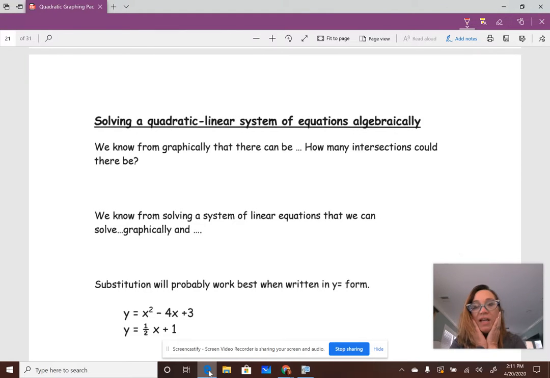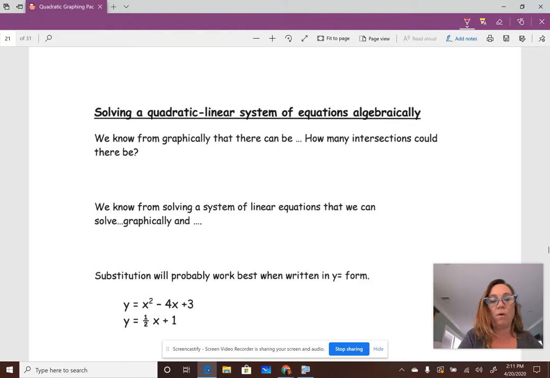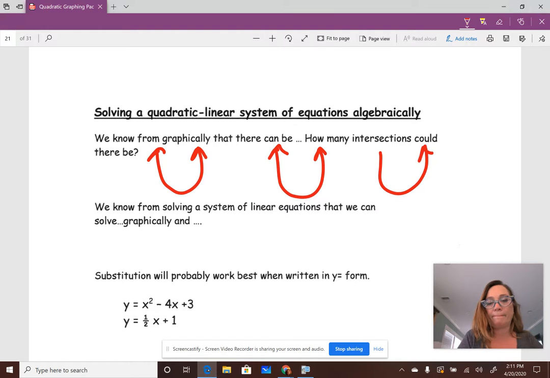Hi guys, today we're going to be doing pages 21 and 22, and this is solving a quadratic linear system of equations algebraically. Okay, so we know that a parabola is the graph of a quadratic. So let's just say I had these three parabolas. Okay, so here are my parabolas. And the graph of a linear system is a line.